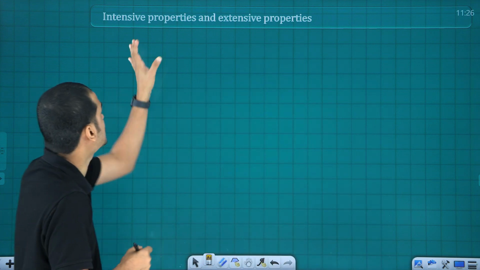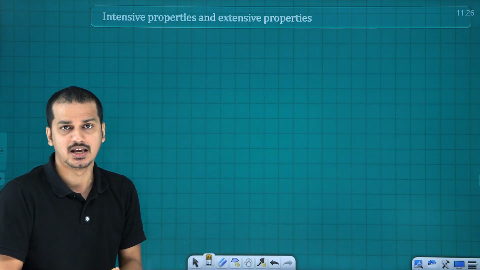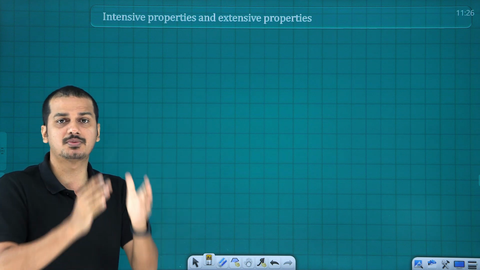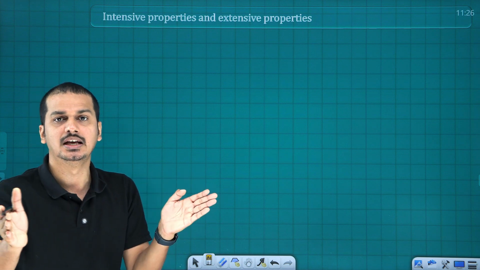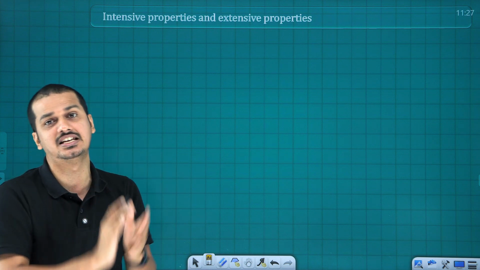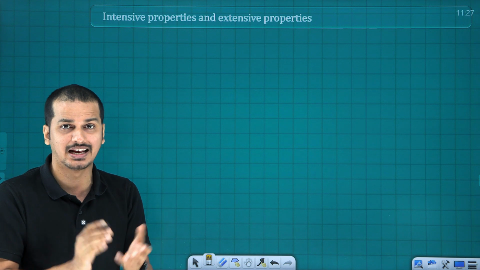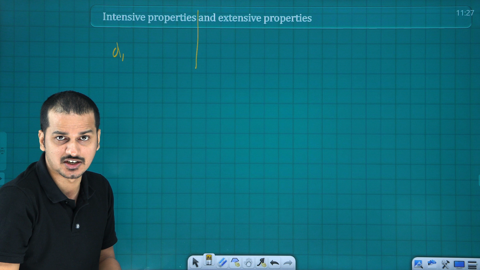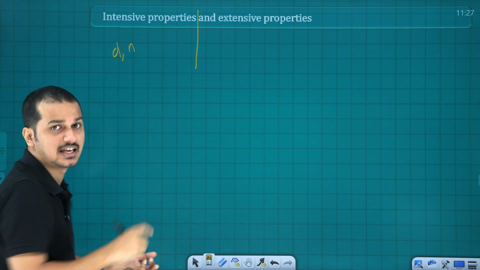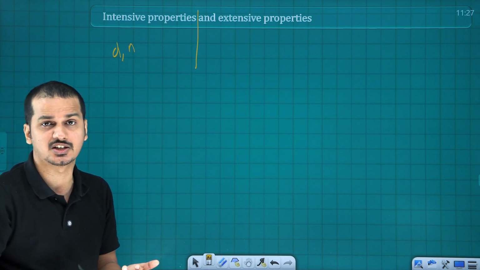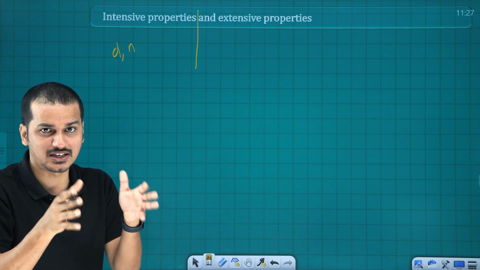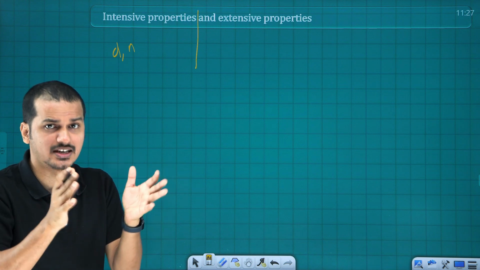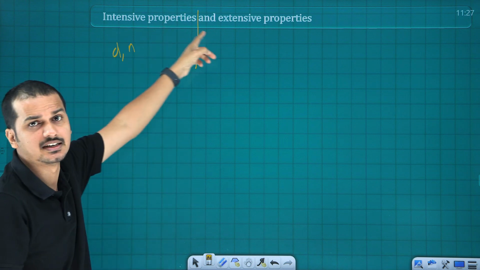Ready? The first one: intensive properties and extensive properties. Intensive properties are the properties which are independent of the amount of substance. That means whenever you divide a system into two, that property remains unchanged. That is what is called an intensive property. Like density, which is an intensive property. Refractive index is an intensive property. Specific conductance, specific means we are telling something specific. So specific heat capacity, molar heat capacity, etc. belong to intensive property.